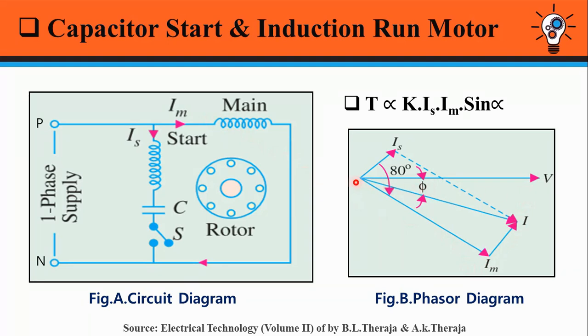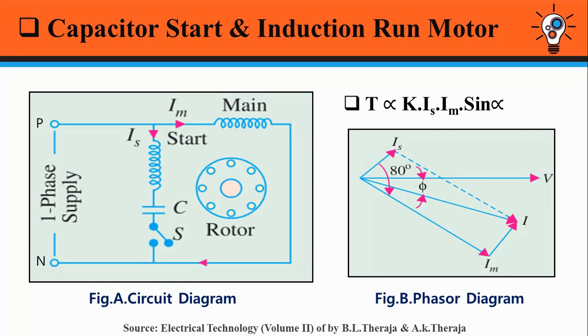The starting winding has high resistance but low reactance. But due to the presence of capacitor in series with it, it draws a leading IS current with respect to supply voltage. IS current leads supply voltage by angle phi-s. The resultant current I is formed due to the IS and IM. This resultant current I is the motor input current. The value of capacitor is so chosen that IS should lead IM by almost 90 degrees.